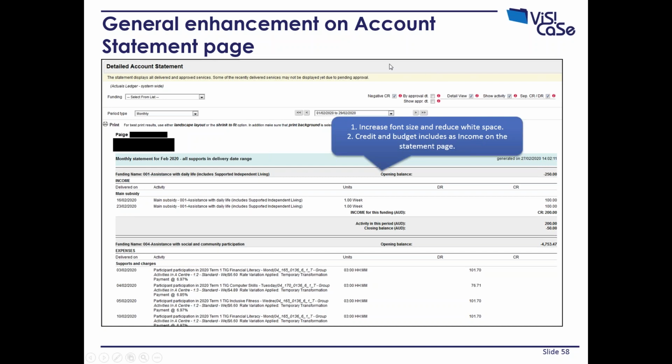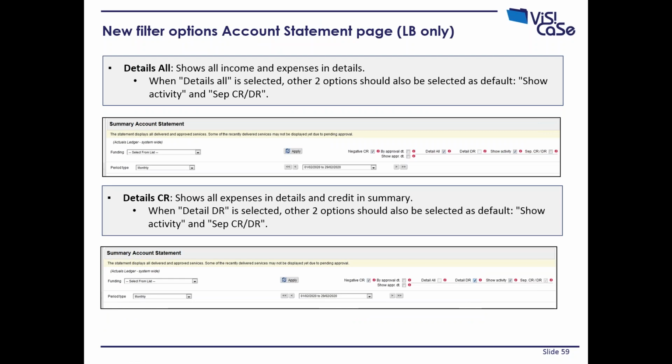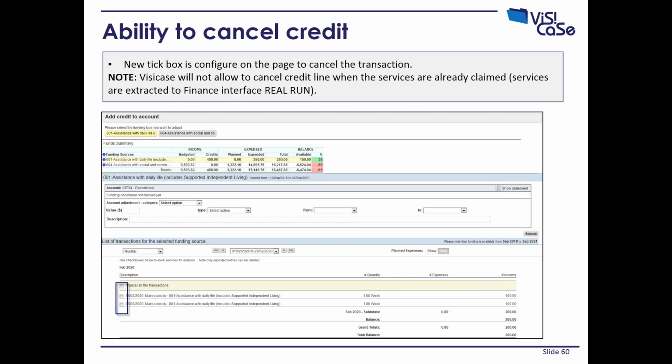Credit and budget are included as income on the statement page. We've added additional filters. And we've added the ability to cancel credits that have been previously added. So from the account top-up page, we can add credited funding by the client or a third party. We now have the ability to cancel those credited amounts from this page as well.